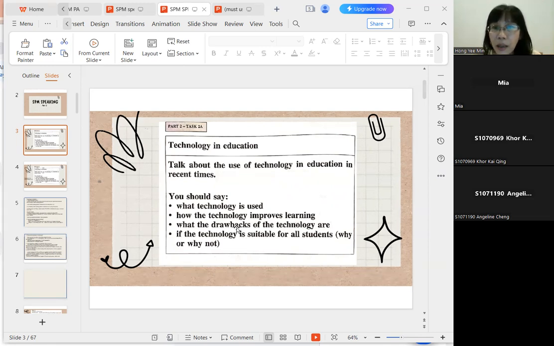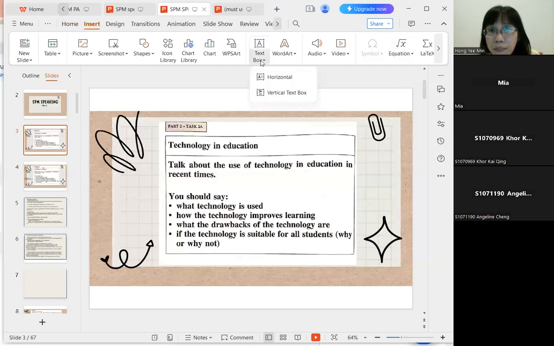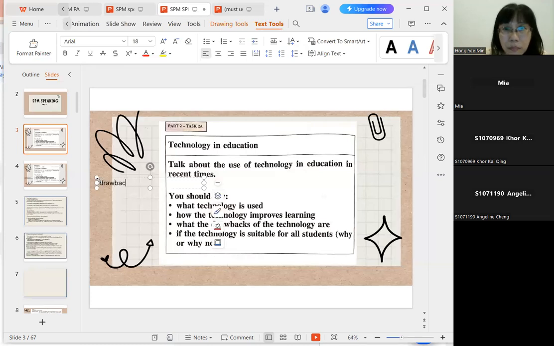No, teacher. Okay, drawbacks means disadvantage. Okay, you can write down the word in your exercise book. Hang on. Drawback. Drawback means disadvantage. Or we call it cons, all right? Disadvantage or cons, all right?